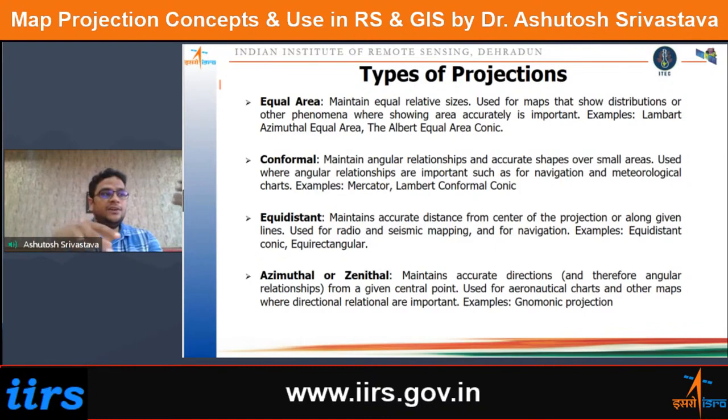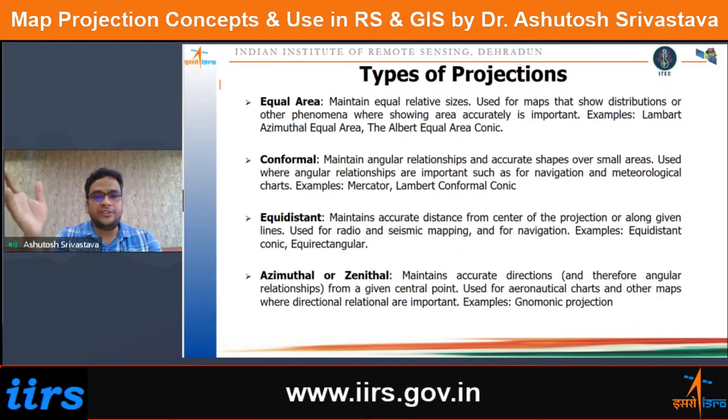Here basically we want to preserve the shapes over small areas. So it maintains the angular relationships and the accurate shapes over small areas. It is basically used where angular relationships are important, such as for navigation and meteorological charts. Mercator and Lambert conformal conic, LCC, are examples. So here we want to preserve the shapes. In the first case, we want to preserve the area. In the second case, we want to preserve the angular relationships or the shapes.